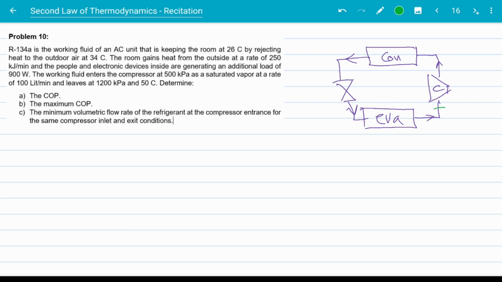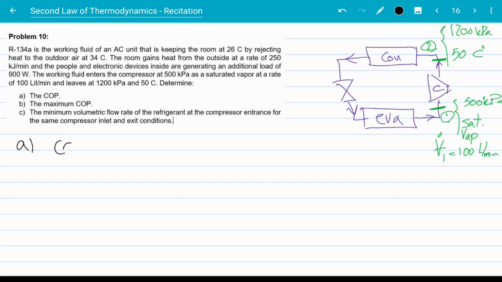So what we know is that here at state 1, refrigerant is at 500 kilopascals and saturated vapor. We also know that here at state 2, it is 1200 kilopascals and 50 degrees Celsius, right? The volumetric flow rate at 1 is also given. So volumetric flow rate at 1 is 100 liters per minute.